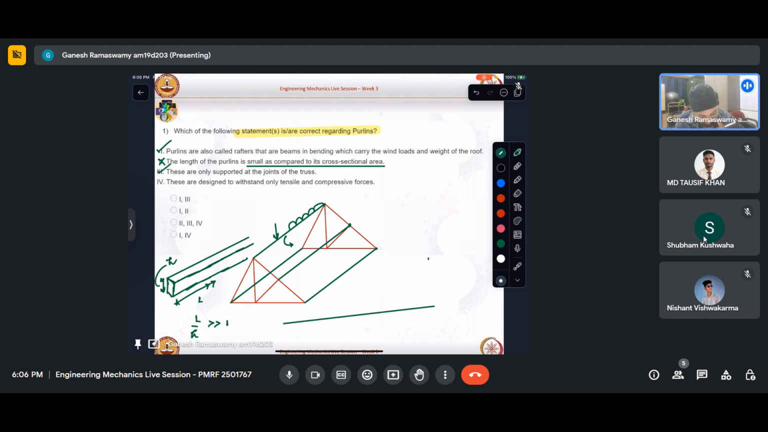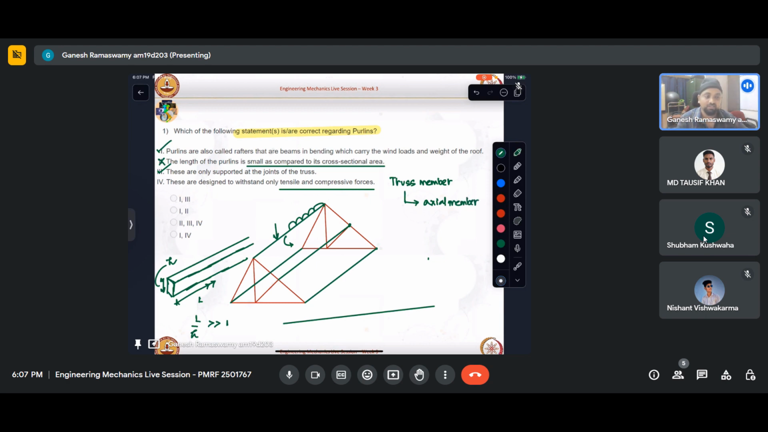So this is correct. They are designed to withstand only axial loads, only tension and compression. We know that a truss member is an axial member, as we discussed in the previous session also.